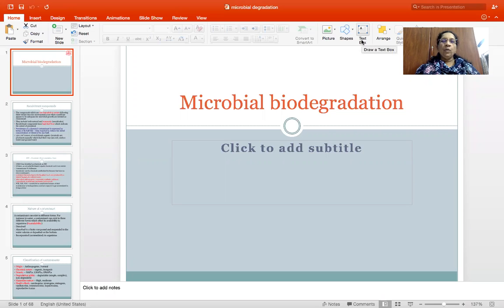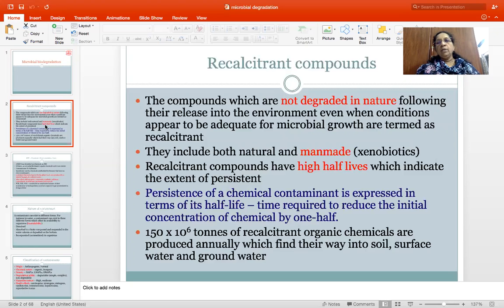So today we'll see a topic on microbial biodegradation in the course Environmental Microbiology. Microbial biodegradation is a very vast topic because microbes are involved in the degradation of several compounds, including both natural compounds as well as man-made compounds that are present in the environment. First we'll see some basics of microbial biodegradation, some important concepts, and then we'll move on to the biodegradation of certain specific compounds.